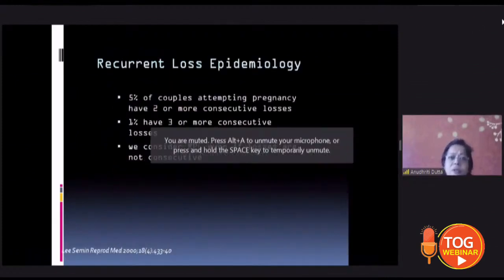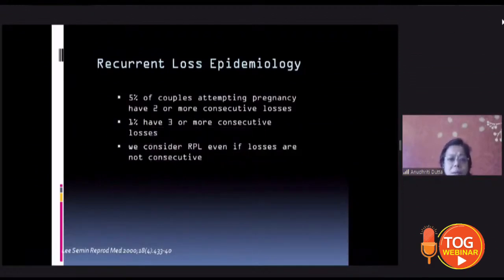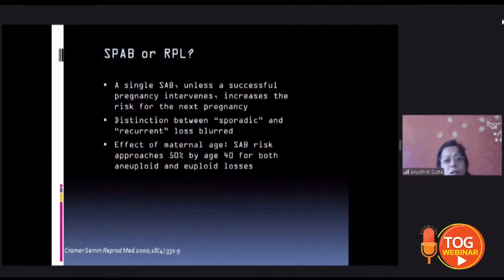So 5% of the couples who are attempting pregnancy have two losses, and 1% of couples have three or more consecutive losses. So we could consider RPL even if the losses are not consecutive. What is the difference between a sporadic loss and an RPL? Now, a sporadic abortion, unless a successful pregnancy intervenes, increases the risk for the next pregnancy loss. And the distinction between these two is very blurred.